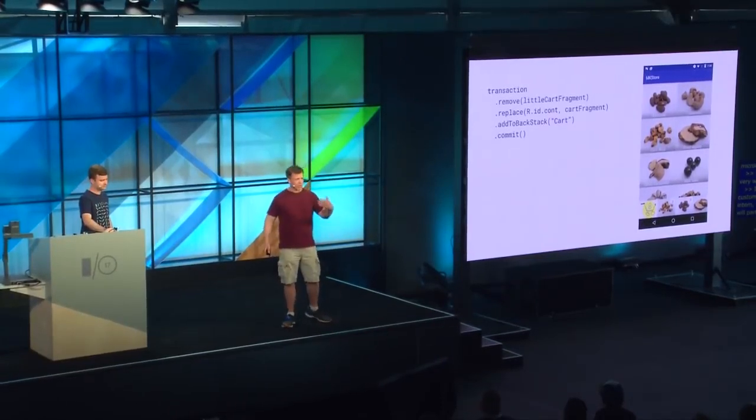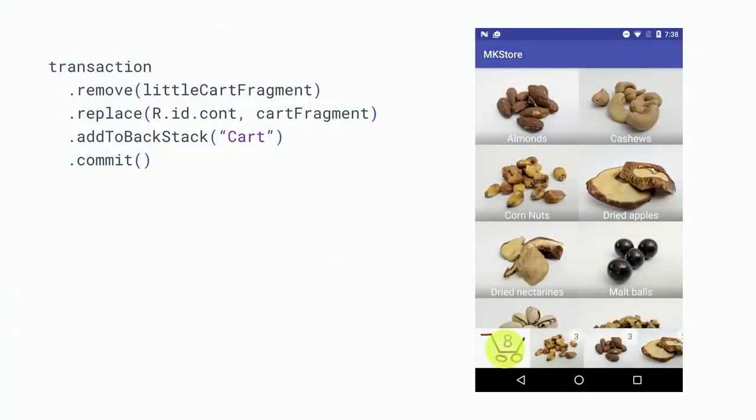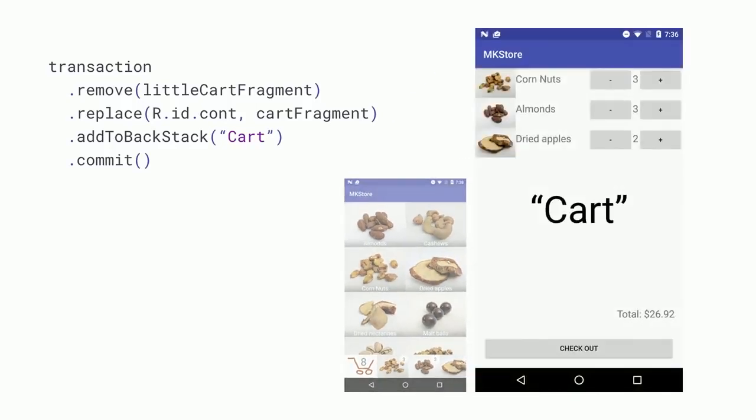And when the user comes in, they're going to click on the checkout button on the cart. What we're going to do is remove the little cart fragment at the bottom, and replace that big fragment at the top with our new fragment. Not the fragment, but we're going to label the state cart. I'm going to talk about that a little bit later, why we're giving it a name on the backstack.